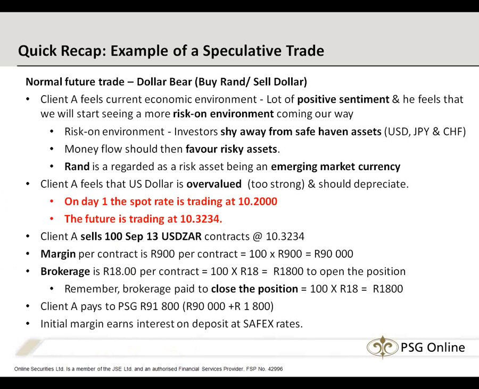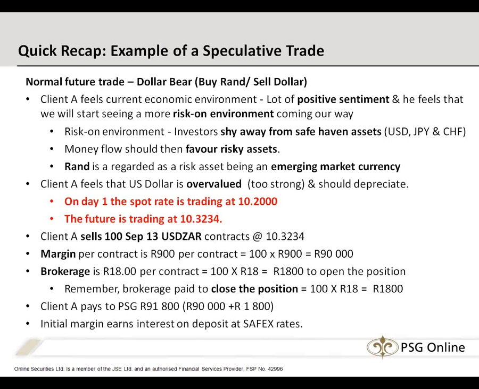So let's quickly recap an example of a speculative trade. Most of you will be doing this. So this is a normal futures trade. Okay, we call it a dollar bear in this situation. In other words, dollar bear, you're selling the dollar or you're buying the rand. Okay. So if you get a client, he's optimistic, he's positive about things, he's positive about the economy, and he feels that we'll start seeing more risk on. Okay, we'll talk a bit more about that term just now, risk on and risk off.